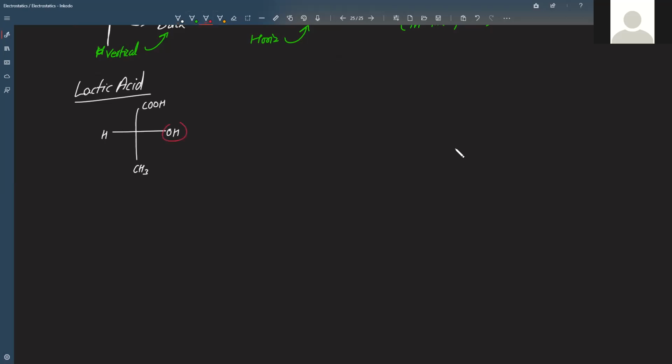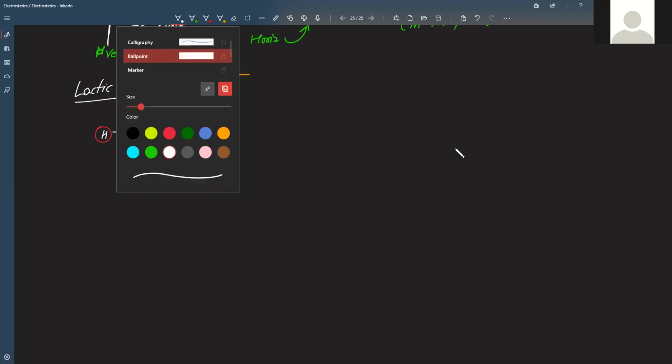So this one is on the top, and this one is in the plane, and these two, that is COOH and CH3, they are in the back. So it is very easy to draw, but the only thing we have to take care of here is that we have to remember this notation: horizontal means top and vertical means back, right? Another example for this can be tartaric acid.